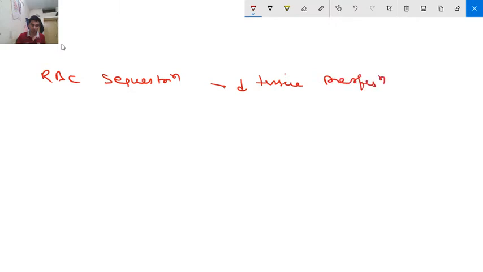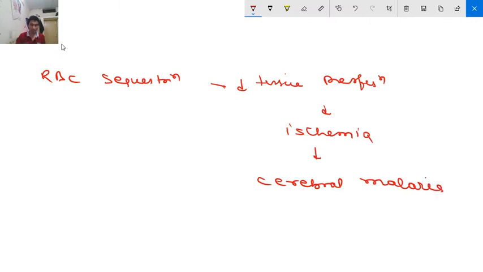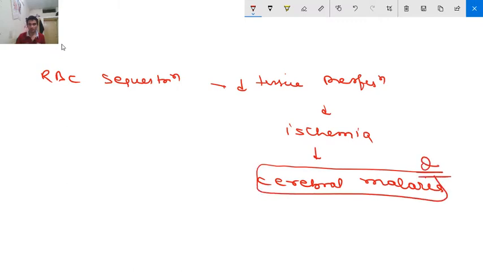Now the next point, that RBC sequestration, which we discussed, will decrease your tissue perfusion. It will lead to decreased tissue perfusion, and that may lead to ischemia, and this is basically responsible for cerebral malaria, the major cause of death in children with malaria.